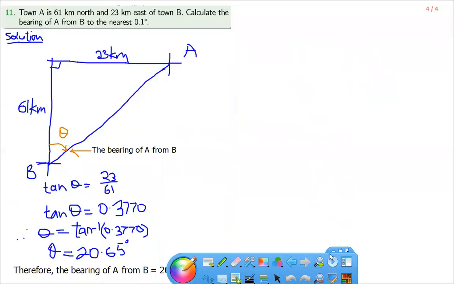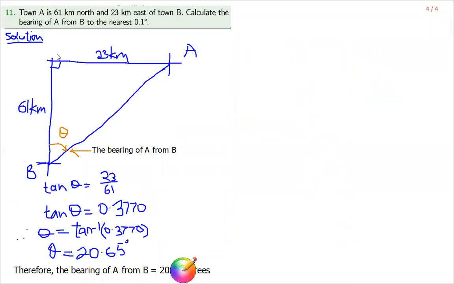Finally, example 7 says town A is 61 kilometers north and 23 kilometers east of B. Calculate the bearing of A from B to the nearest 0.1 degrees. So here is town B. A is 61 kilometers north and 23 kilometers east. So this is where point A is located.